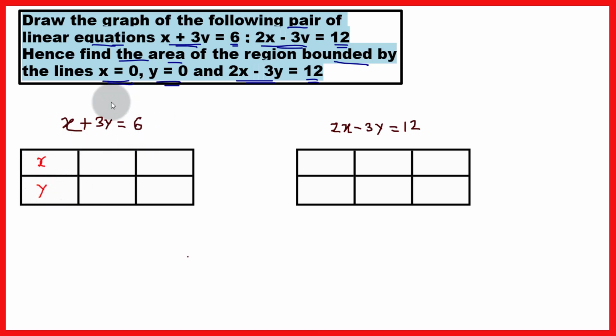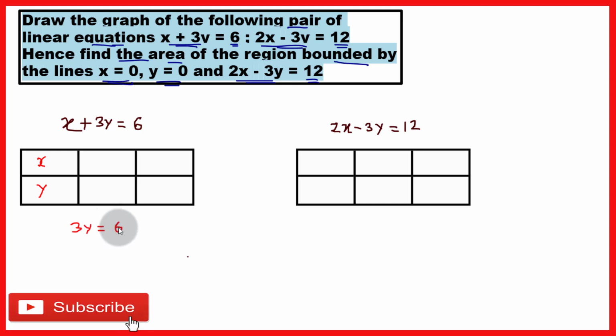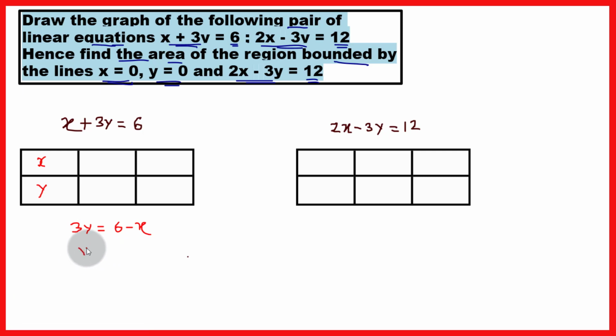So what we do, we write this equation as y in terms of x. First we take x to this side, so it will be 3y is equal to 6 minus x. Then we take 3 to the other side, so y is equal to (6 minus x) upon 3. Now we take the value of x and find the value of y.